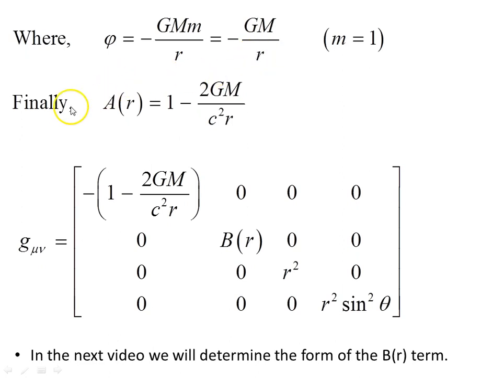Substituting that back in to what we found on the previous page, and we can say that a of r is 1 minus 2 gm on c squared r. So our metric is now this object here. And we've yet to find b of r. So in the next video we'll determine the form of b of r.